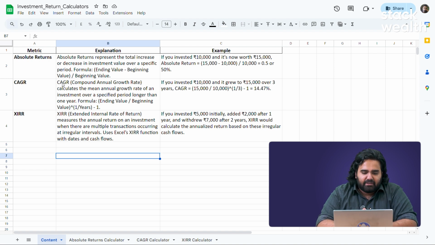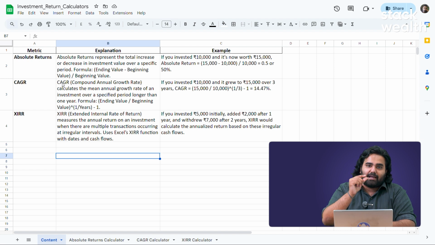Next is XIRR. Now, obviously, the formula for XIRR is quite complicated, so we won't get into the formula exactly, but calculating XIRR on Excel is very simple because it's just a function. But how XIRR is used, let's take the example of this one: if you invested 5,000 initially and you added rupees 2,000 after 1 year and withdrew 7,000 after 2 years, you can't use CAGR or absolute returns. You have to use XIRR and you have to mention the timestamps. The timestamps are very important when it comes to XIRR.